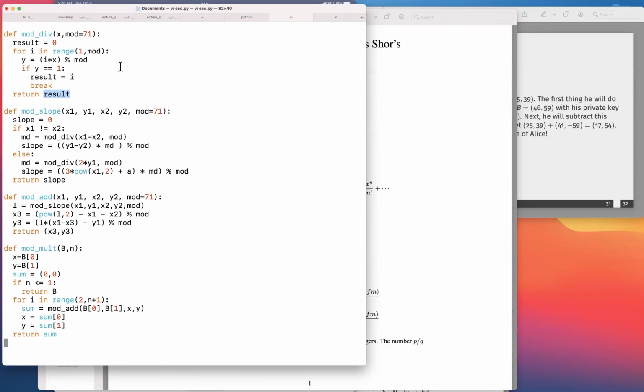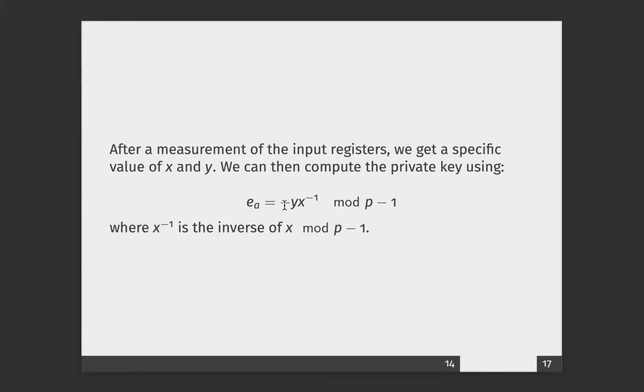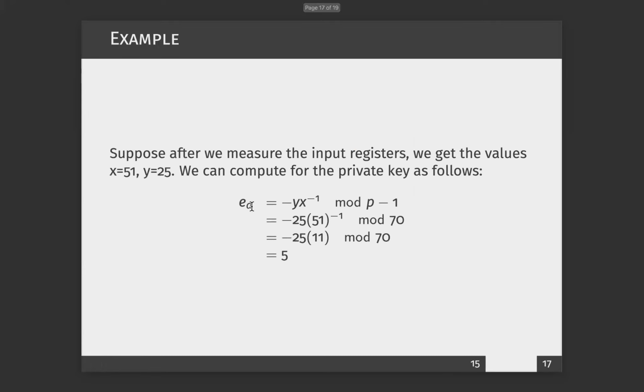So going back, that's why we have this one here, EA. So in other words, you are now able to compute the private key of Alice. Okay. So let's have an example. Now suppose after you measure the quantum input registers, you get x equal to 51 and y equal to 25. When you get those values, you can then compute the private key using that formula.